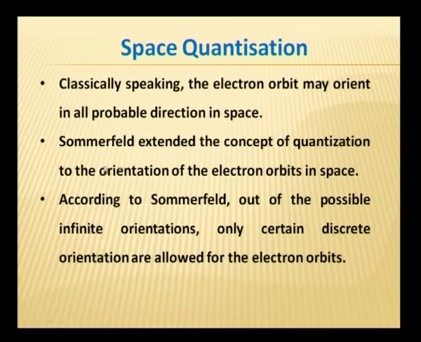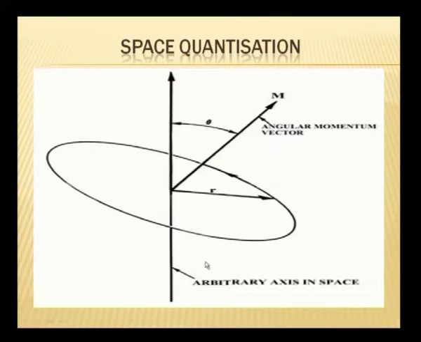That is the Bohr atom model. All orientations are allowed. Sommerfeld extended the concept of quantization, the space quantization, to the orientation of the electron orbits in space. According to Sommerfeld, out of possible infinite orientations, infinite means what? All possible degrees of inclination from 0 to 360, only certain discrete orientations are allowed for the electron orbits. This is one particular orbit. The space is quantized. That means the electron can revolve like this in this plane.